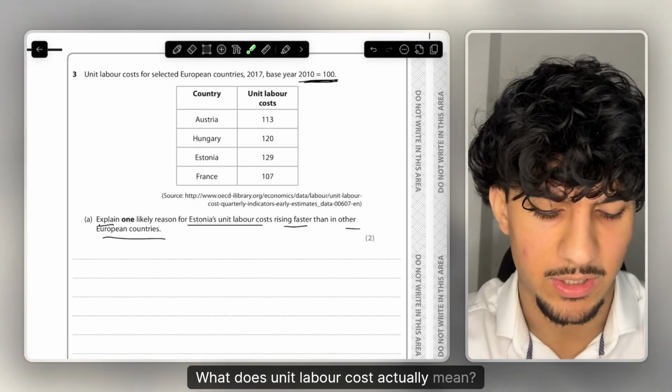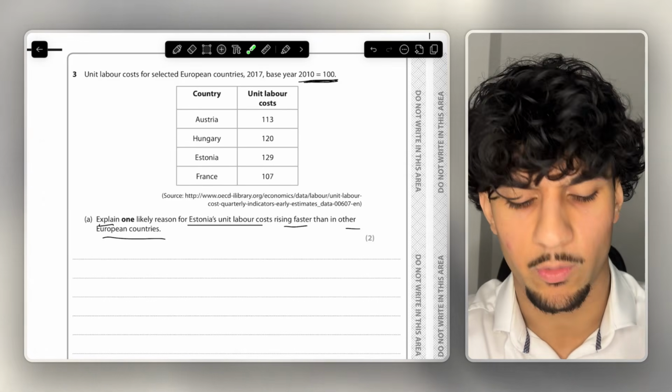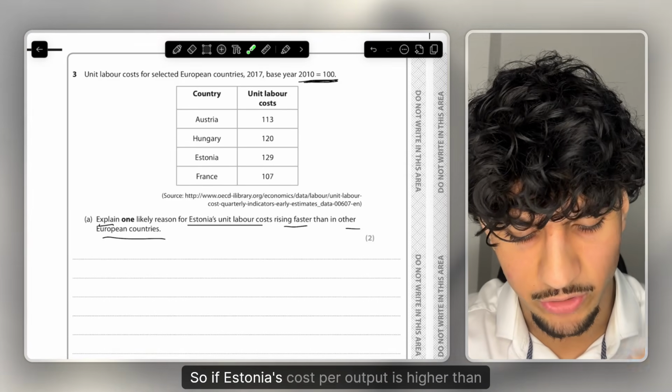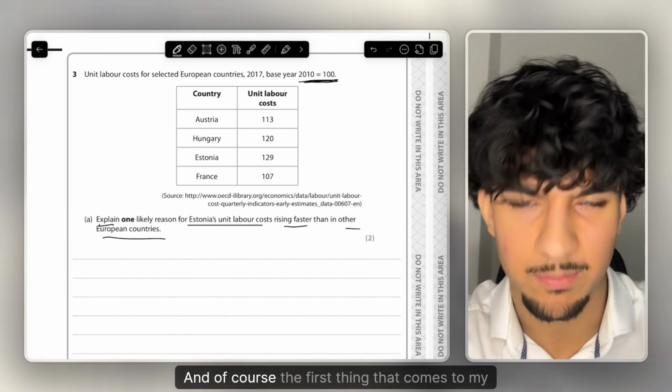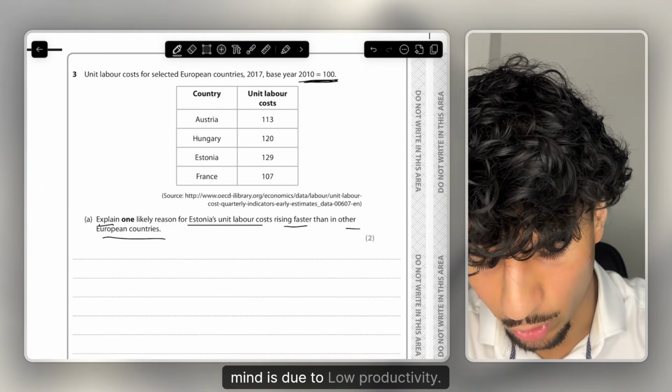What does unit labour cost actually mean? It's the cost per producing one unit of output. So if Estonia's cost per output is higher than France, what could that be due to? And of course, the first thing that comes to my mind is due to low productivity.